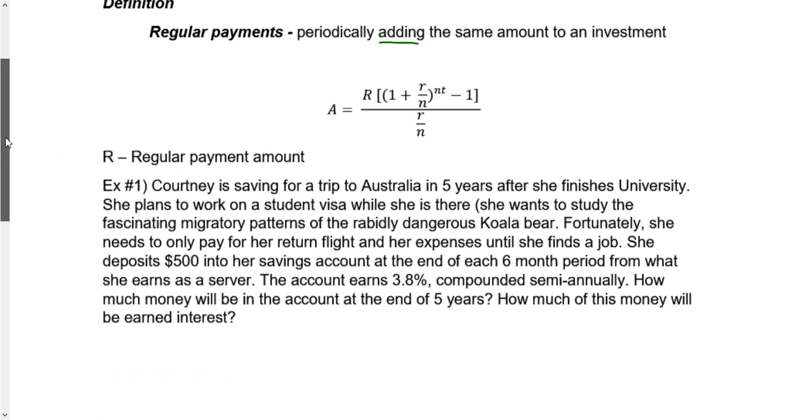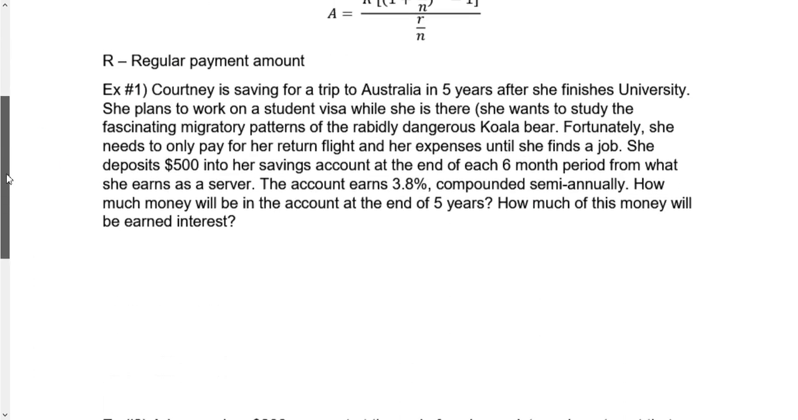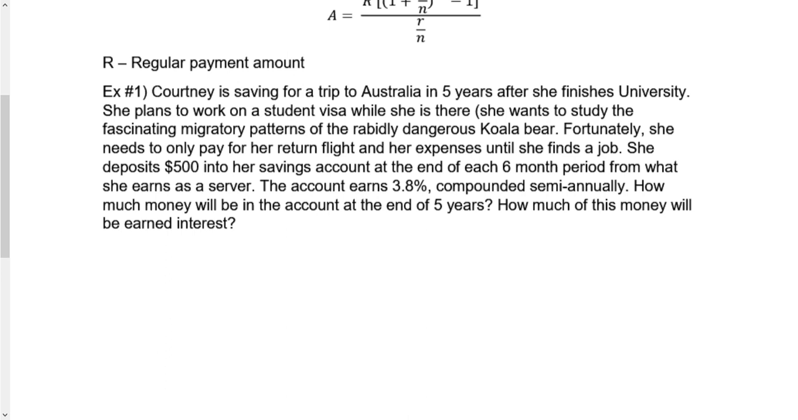First example, Courtney's saving for a trip to Australia in 5 years after she finishes university. She plans to work on a student visa while she's there. She wants to study the fascinating migratory patterns of a rapidly dangerous koala bear. Well, just so you know, the koalas are not actually dangerous unless they're provoked by a human.